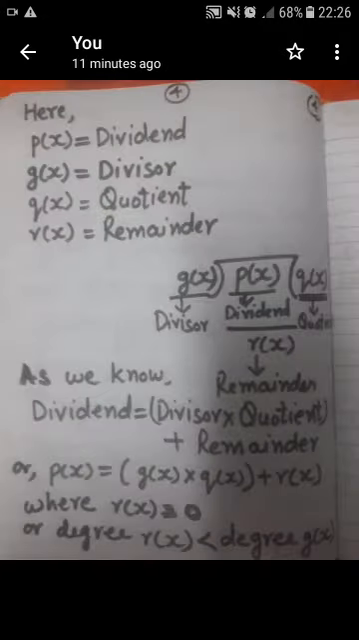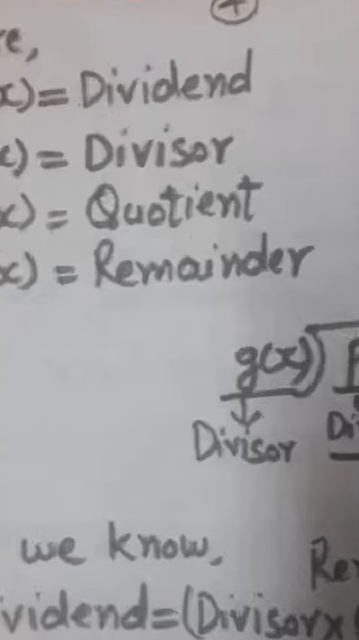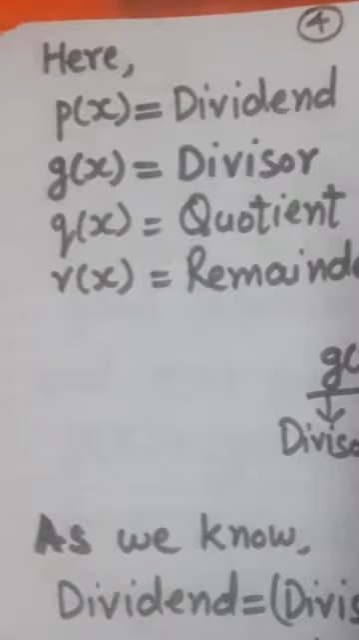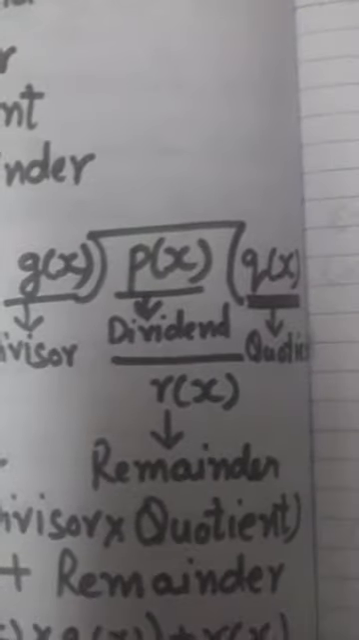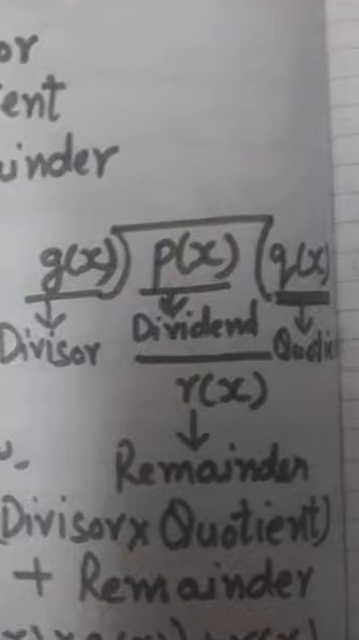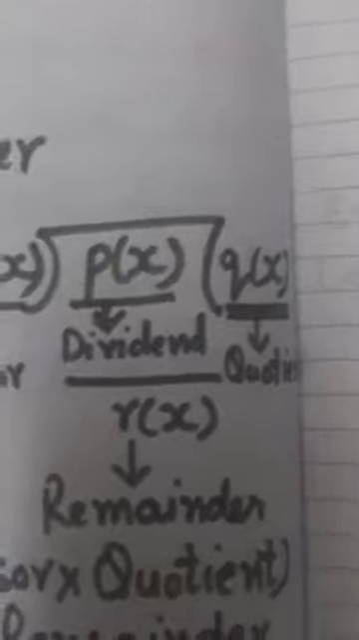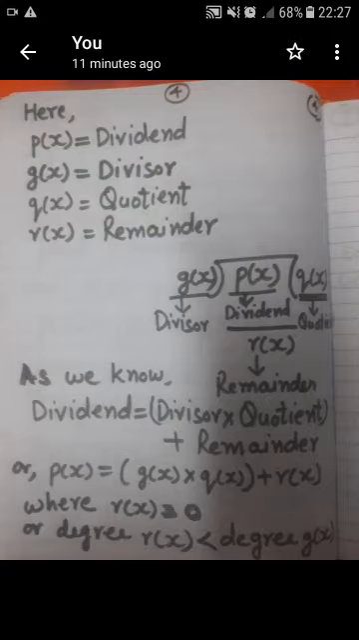It will be more clear from here. Suppose p(x) is one polynomial which we have taken as the dividend. This p(x) is divided by g(x), our divisor. On dividing p(x) by g(x), we get the quotient q(x) and the remainder r(x). It is only in terms of polynomials, and all the polynomials are in terms of the variable x.